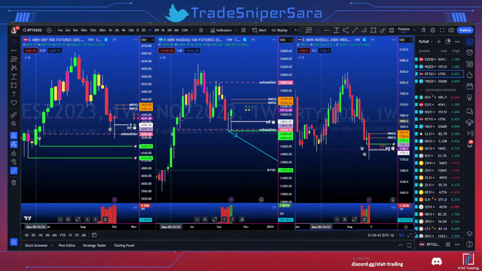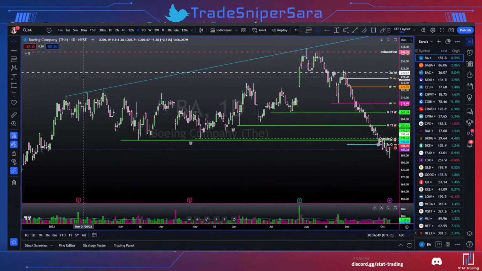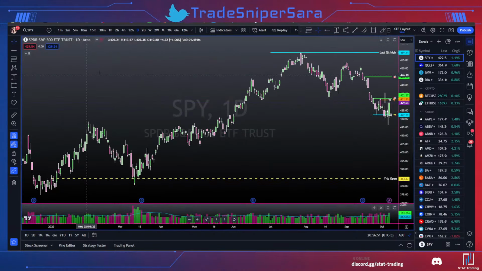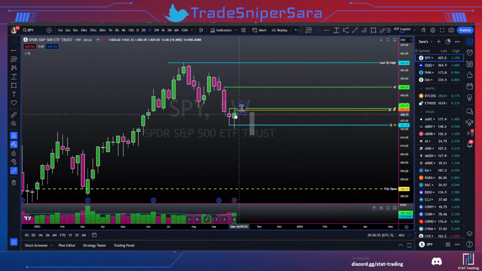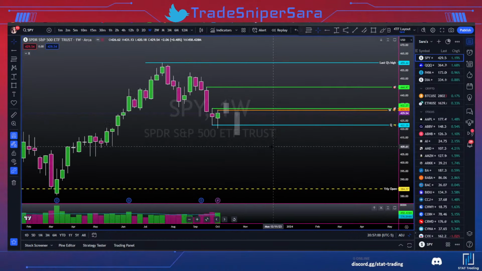And it's okay to take the weeklies because right now we know what a failed 2 looks like. And it looks like SPY. But also, it's likely to fail because we've had so much continuation, right?